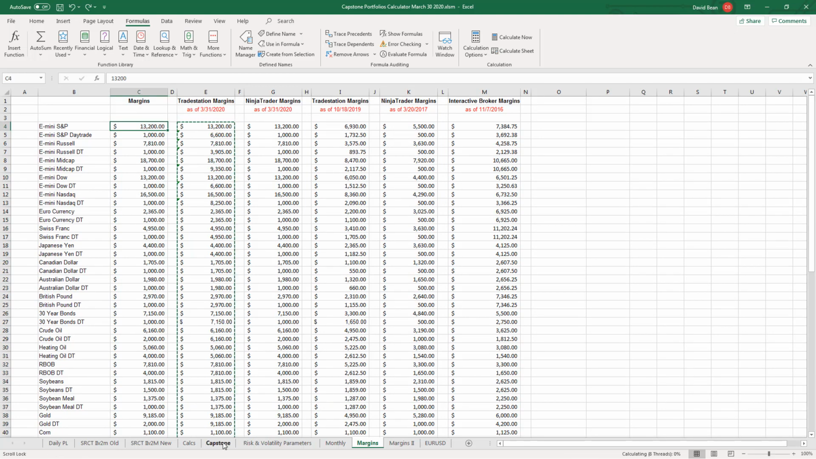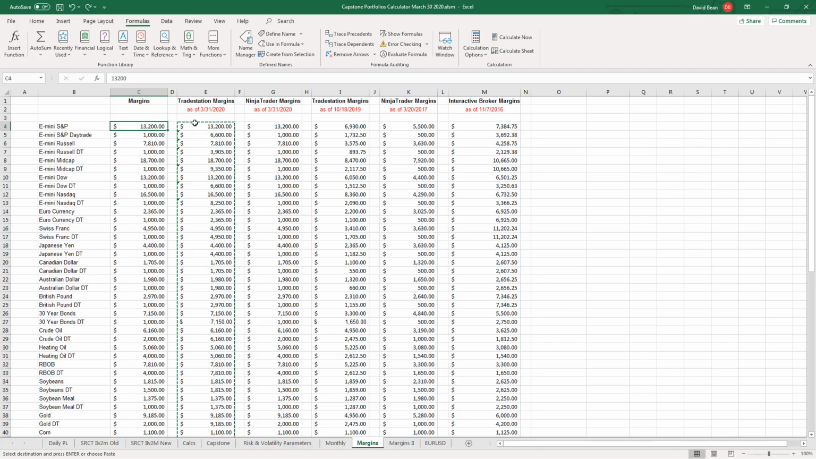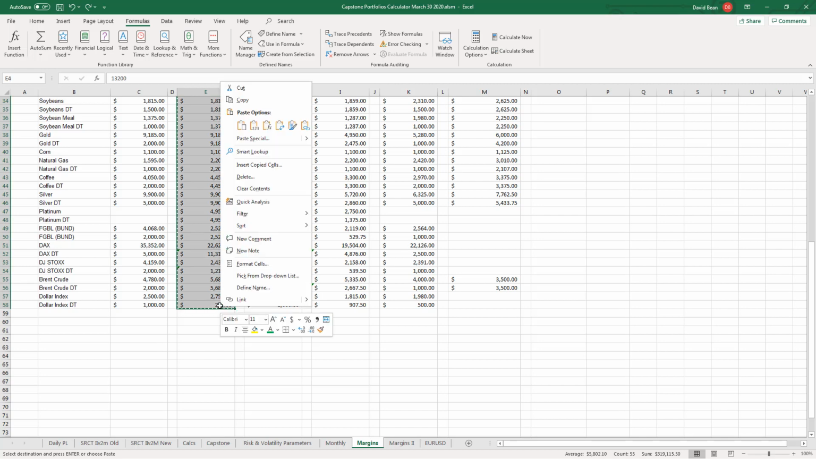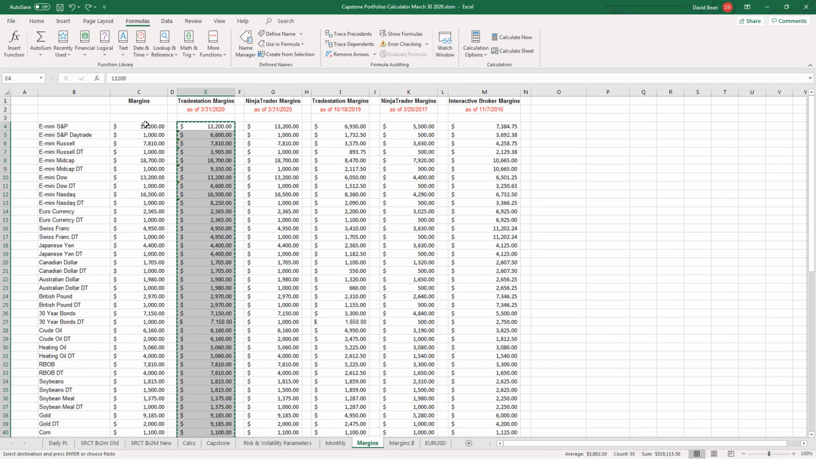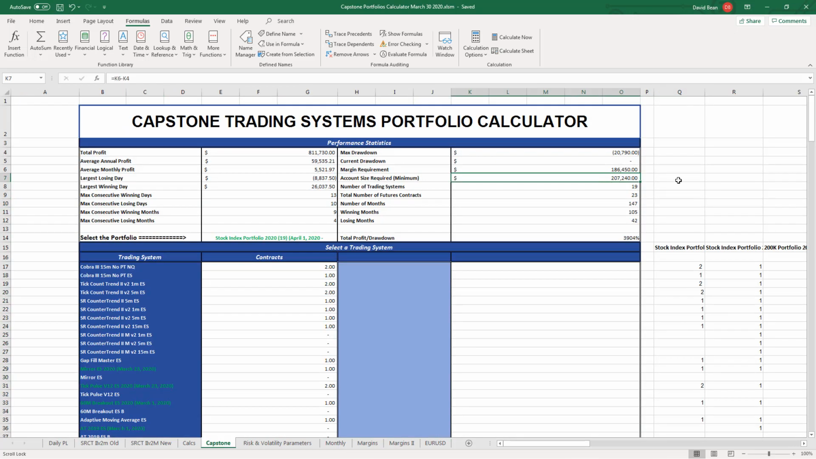So the TradeStation margins are back on, and you see it didn't take. So let's copy it and paste it, and then save it. So when you come back, it updates those. Your account size required goes from 70K to 200K, and once again, margin requirement, you can cut that in half.